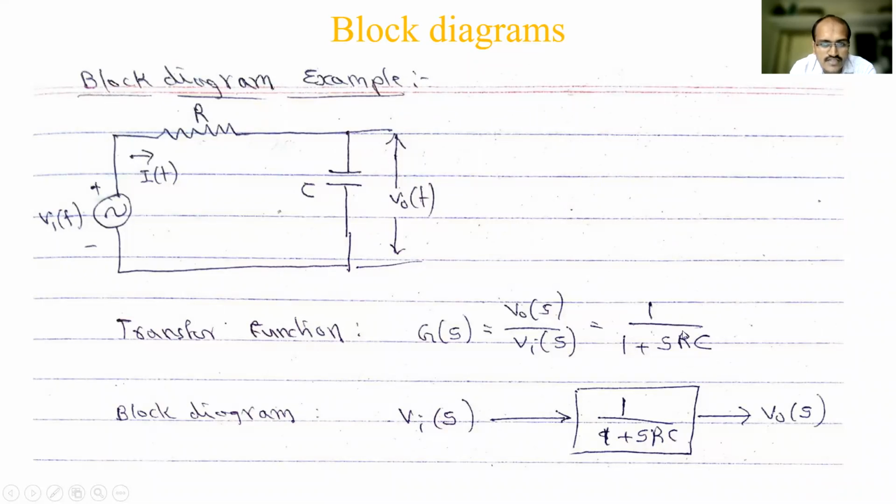Okay, so this same thing we will represent in block diagram in this manner. So this is the rectangular box, it is called a block. What is the transfer function of this block? It is 1 by 1 plus sRC. So what is the input to this block? Vi of s. What is the output of this block? V naught of s. Simple.